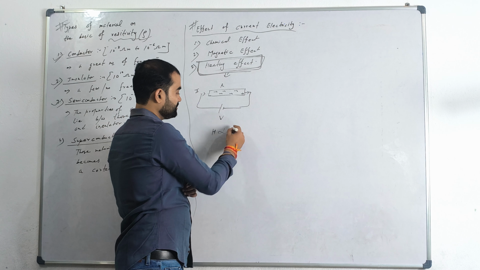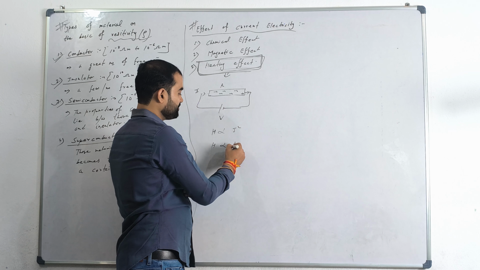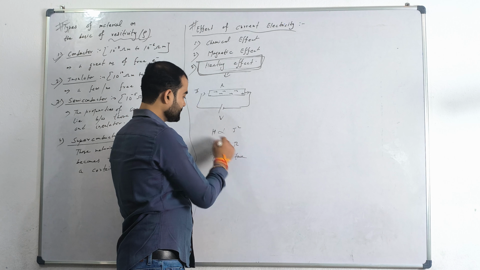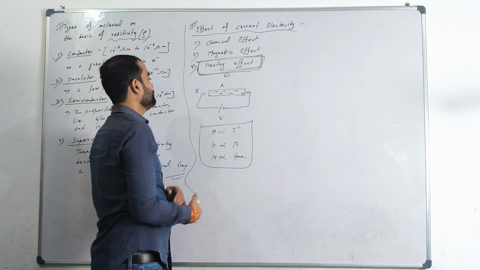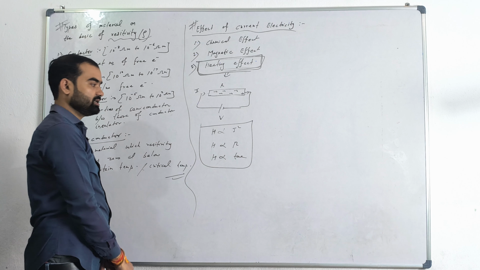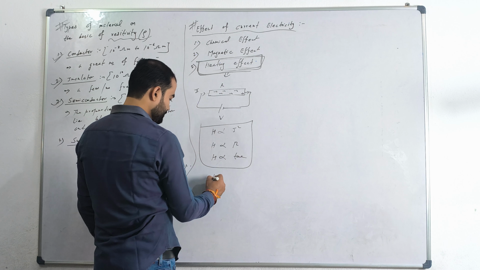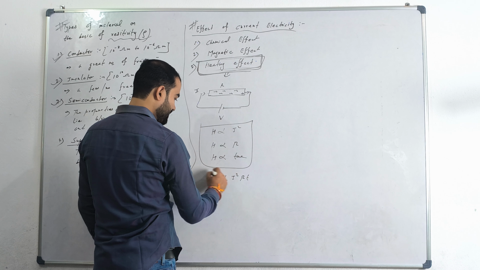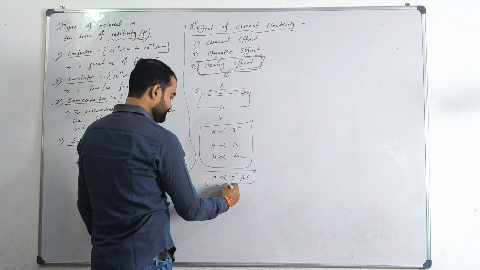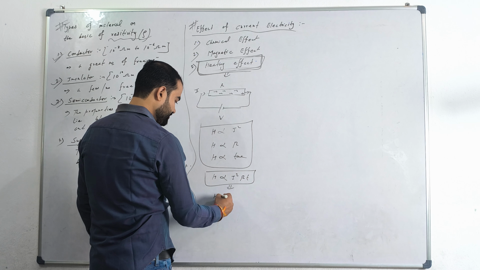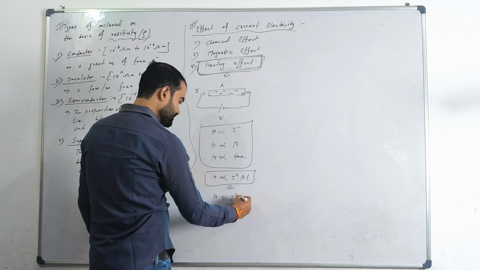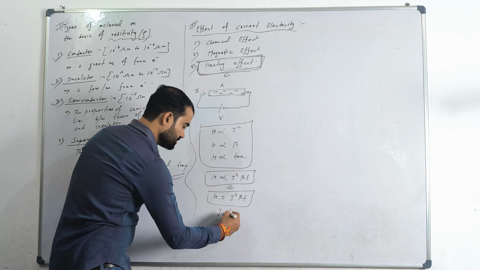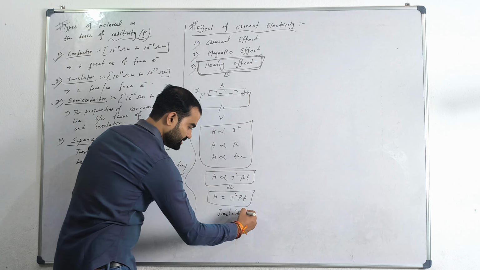H is directly proportional to I squared. H is directly proportional to R. H is directly proportional to time, up to which the electric current flows through this conductor. Simply, Joule says that H is directly proportional to I square RT. When we remove the sign of proportionality, we get H equal to I square RT. This is known as Joule's law of heating effect.